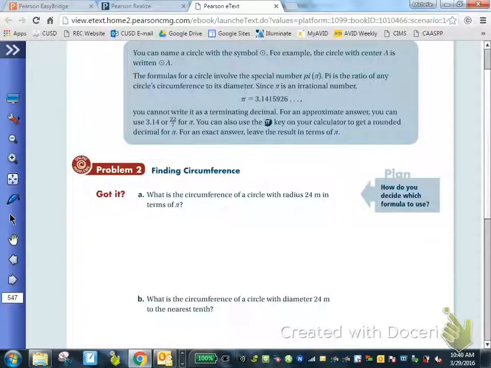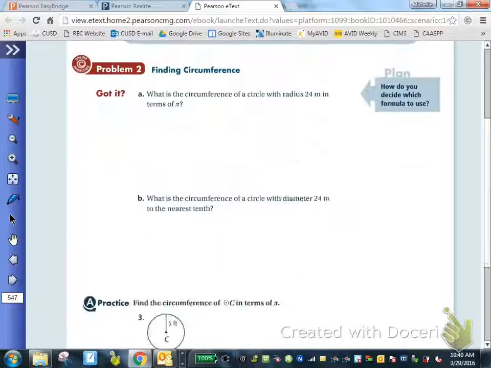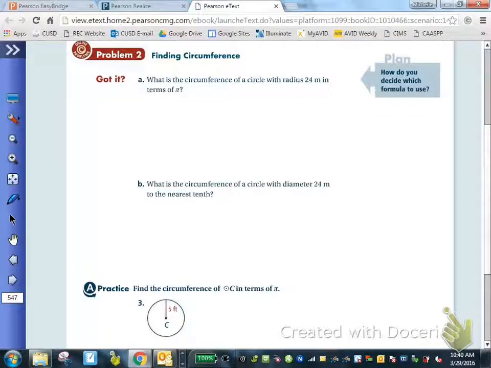And then it talks about pi. We're going to have you guys use the pi key. So that's going to be what we use. So let's do the got it together, and then you guys will do number 3 on your own in just a second.